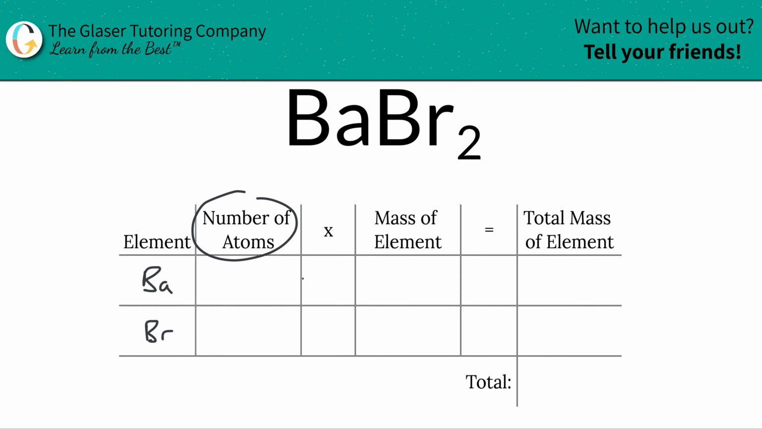Next is going to be to identify the number of atoms of each element in the compound. So that's where the subscripts come into play. At the bottom of barium, there is an invisible 1. So that means that there's one atom of barium in barium bromide. And at the bottom of bromine, there is a 2. So there are 2 atoms of bromine.